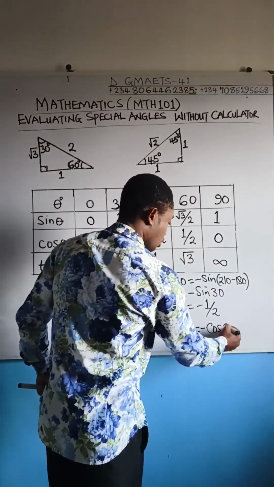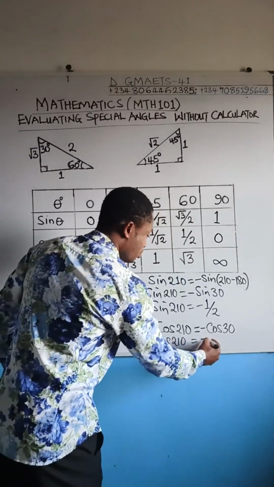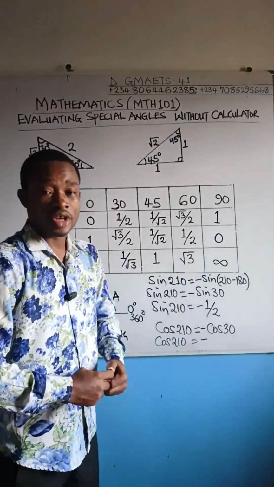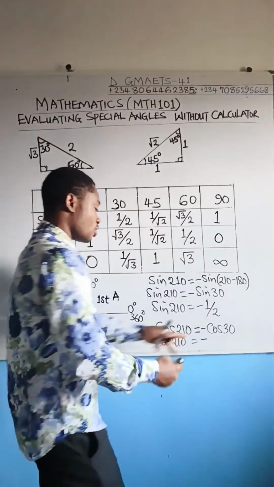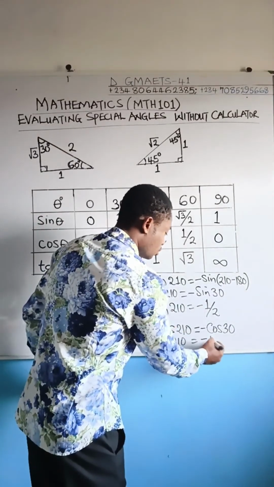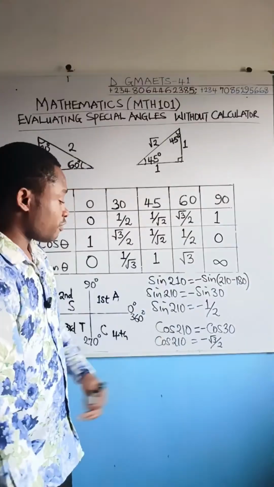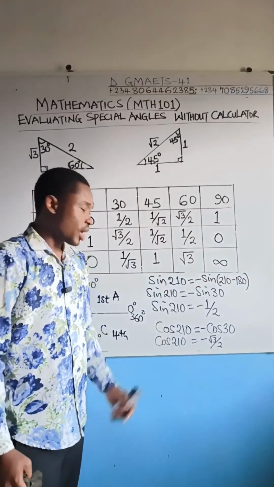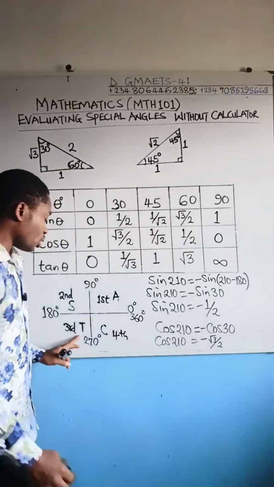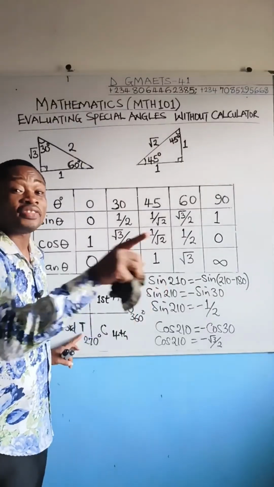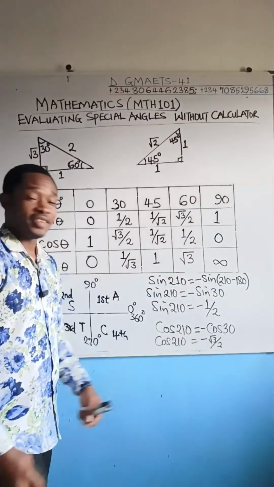No time to waste, so let me go straight on. Cos 210 will now have the value minus cos 30. Of course, you're going to obtain it from here, which is root 3 over 2. So the value is going to be minus root 3 divided by 2. That's the value of cos 210. We can use this to obtain the value of tan 210. Tan 210 will now be equal to tan 30, and in the third quadrant, tan is positive, so we don't need to fix any negative there.